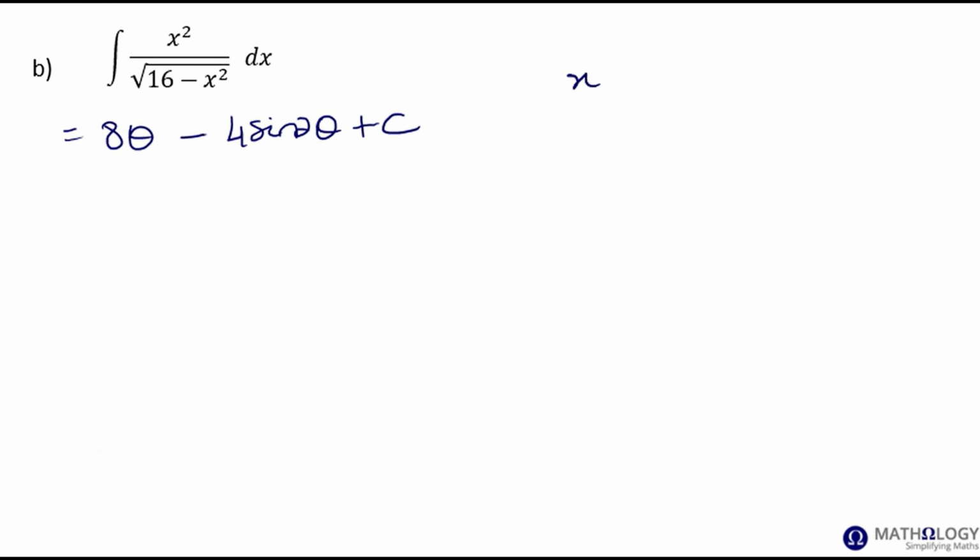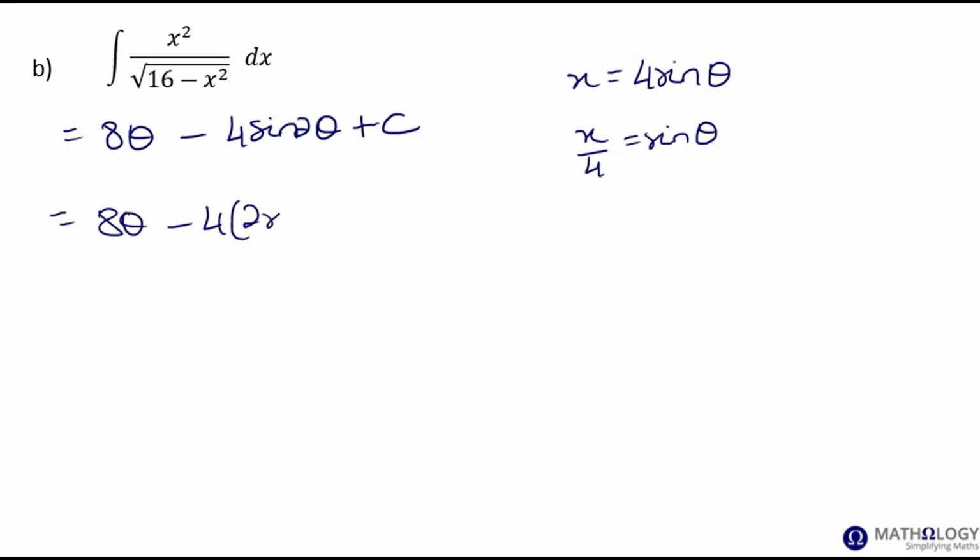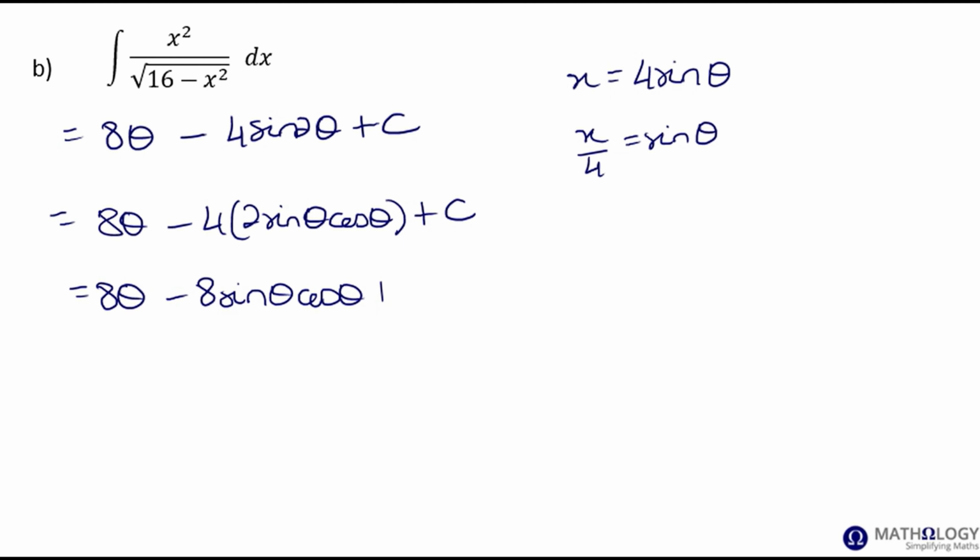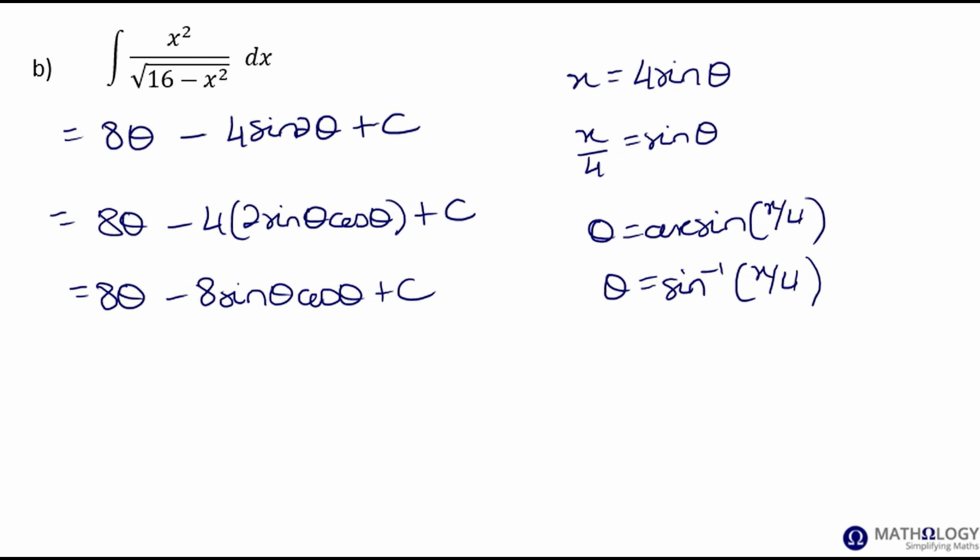Recall that we let x be 4 sine theta. So x over 4 equals sine theta. So we have 8 theta minus 4 times 2 sine theta cos theta plus c. So that's 8 theta minus 8 sine theta cos theta plus c. Theta will be arc sine x over 4, or if you prefer, sine to the minus 1 x over 4.